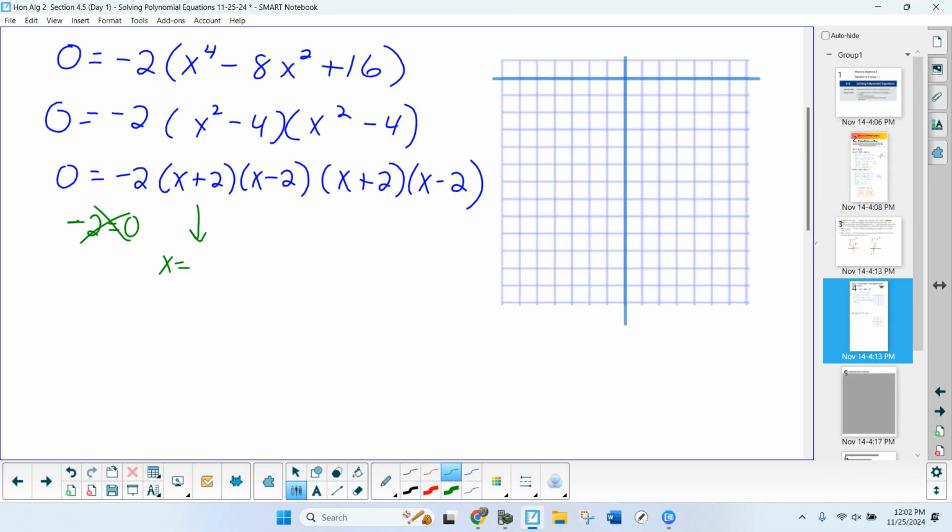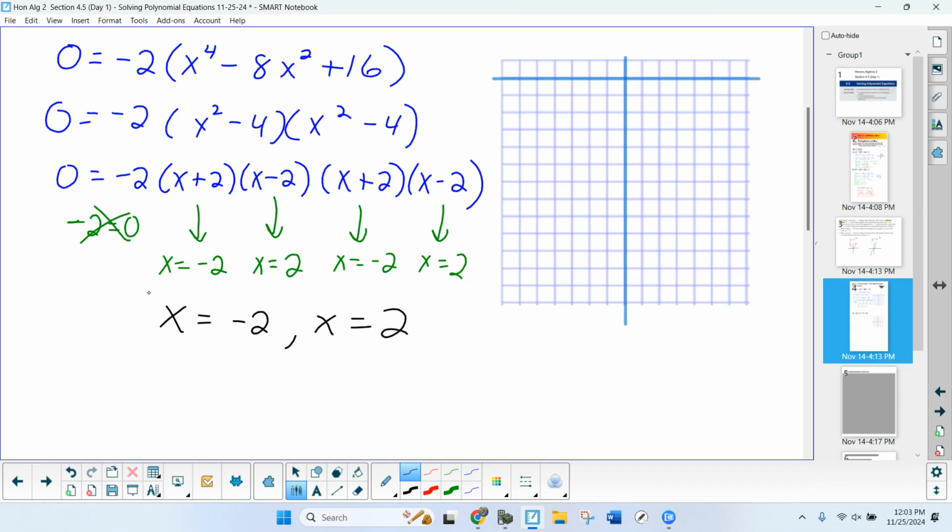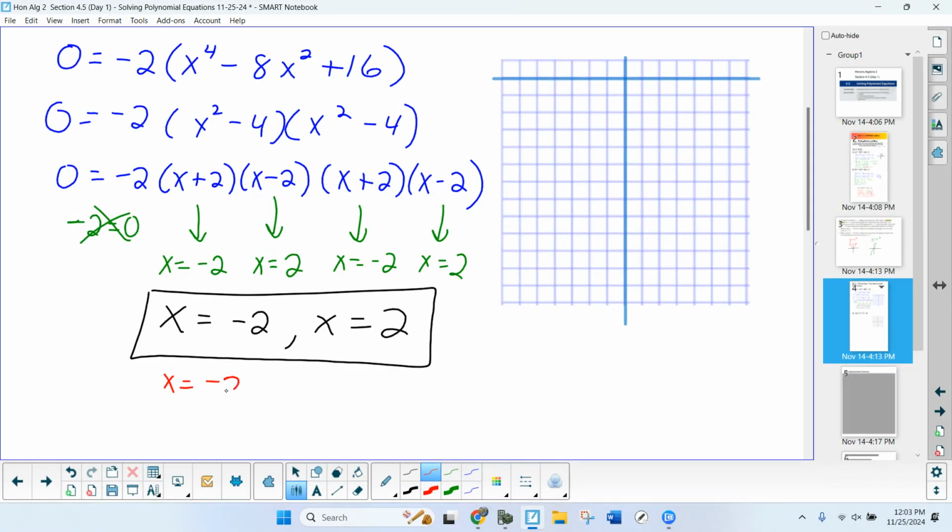So what do you guys get here? X equals what? -2. How about here? 2. How about here? -2. And how about here? 2. So you could say that x is equal to -2 or x is equal to 2. Those are my two answers. You could also tell me that x is equal to -2 and x is equal to 2 with a multiplicity of what? 2. They occur twice.